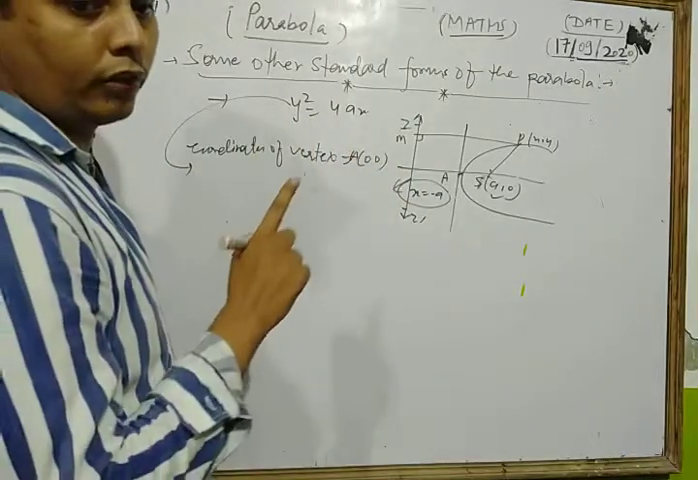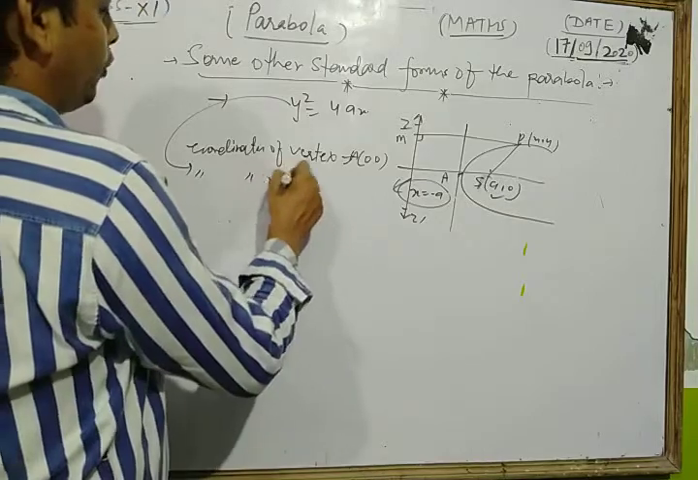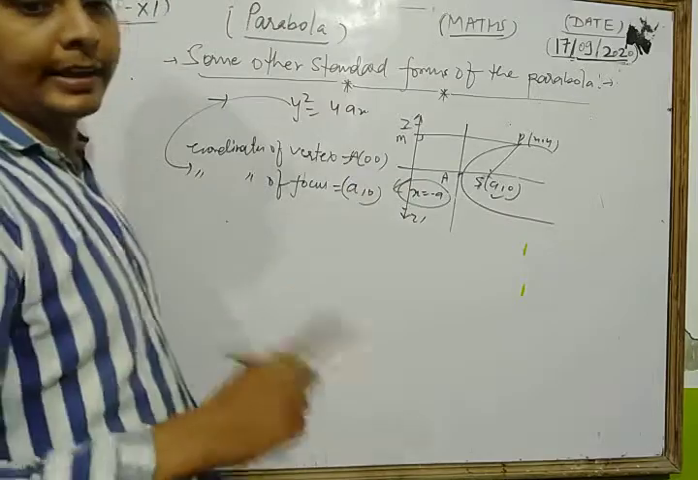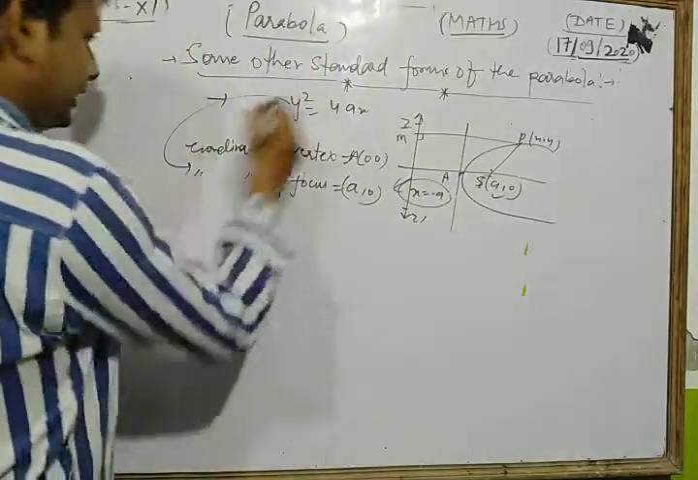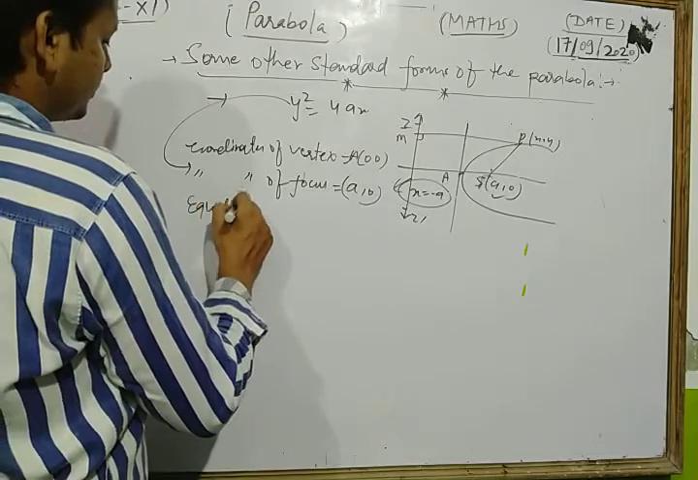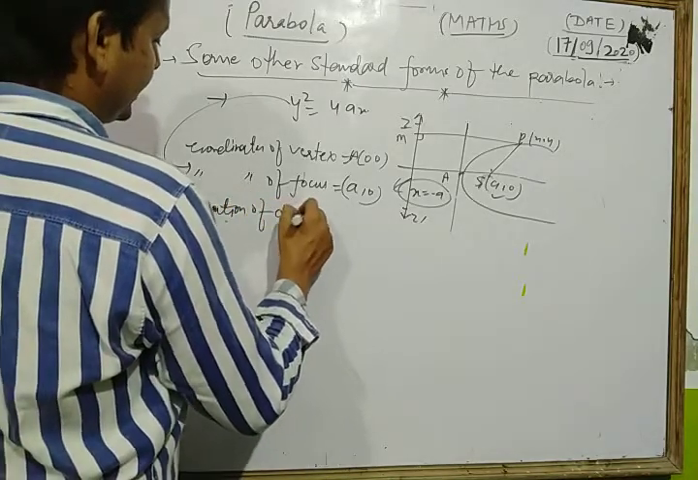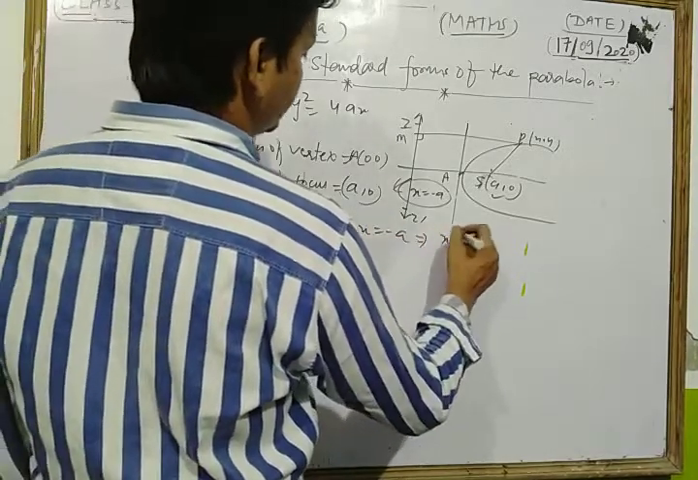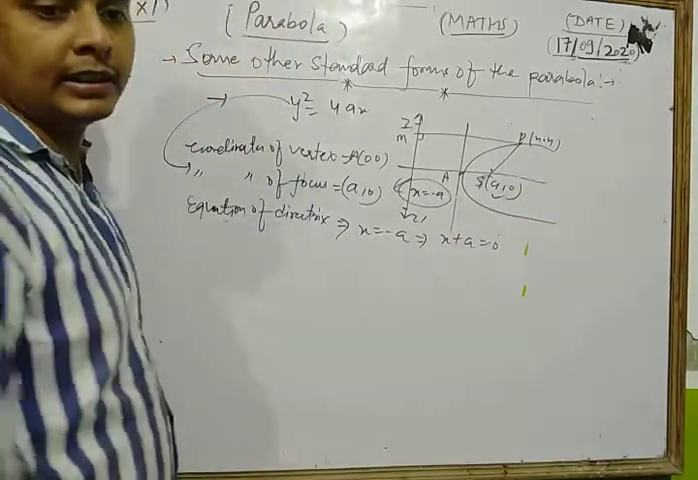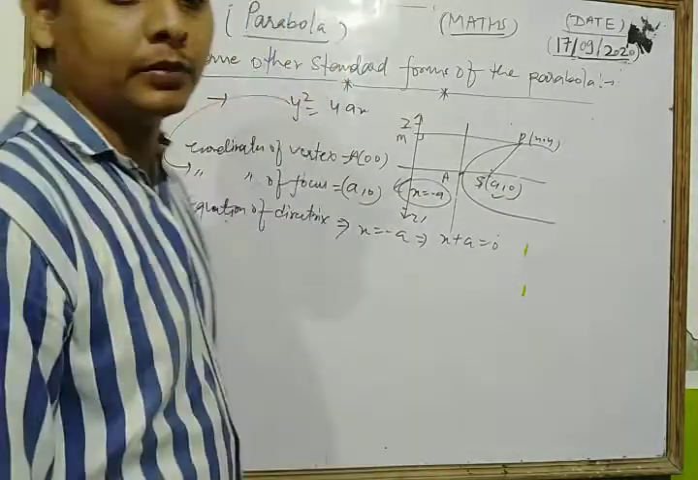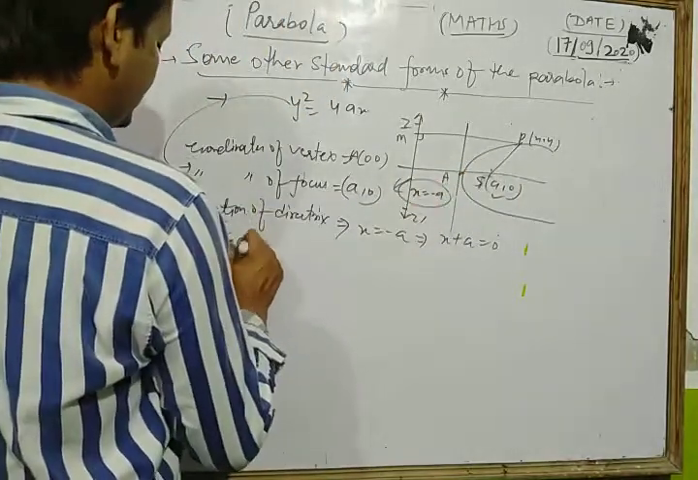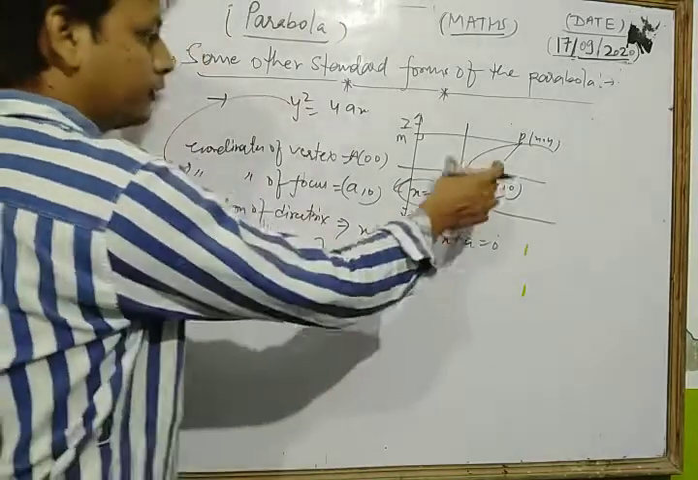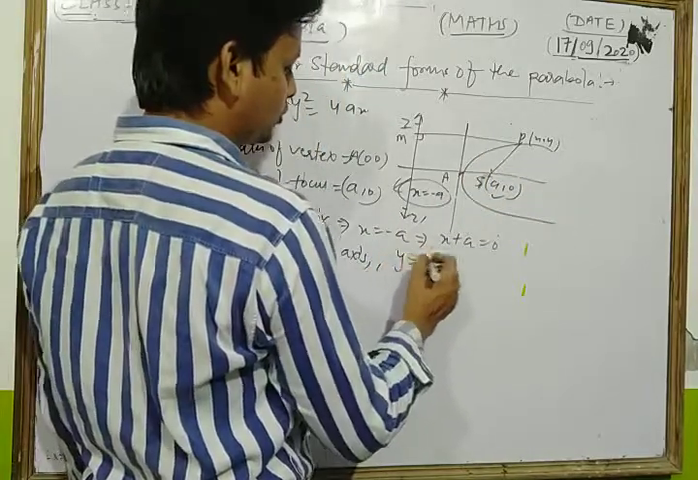Second, the coordinate of focus is (a, 0). Next, the equation of directrix in this type of parabola is x is equal to minus a, or x plus a is equal to 0. Then the length of latus rectum and the equation of axis. This parabola is formed on the x axis, so the equation of axis is y is equal to 0.